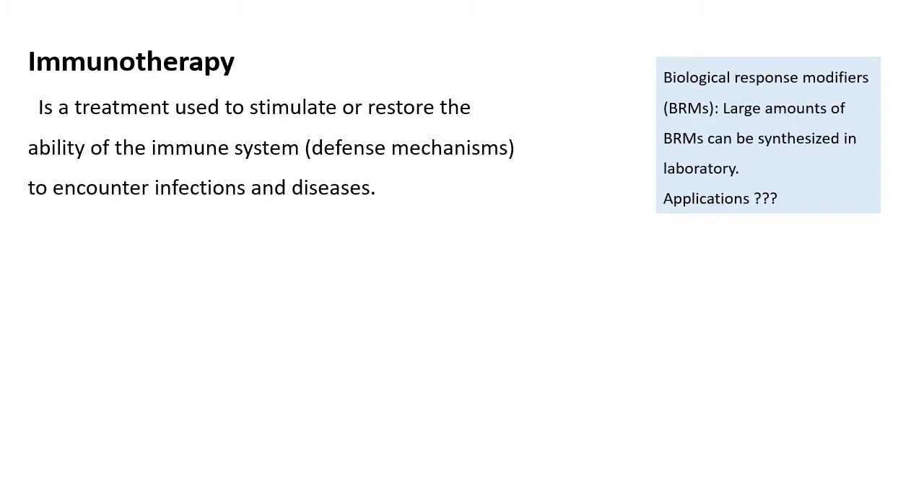Now, the biological response modifiers, what are these modifiers? The body normally produces low amounts of these modifiers in response, for example, to infection or disease, but we can synthesize these biological response modifiers in the laboratory in order to use them in treatment, for example, of cancer and autoimmune diseases like rheumatoid arthritis and other diseases. These are the applications of these biological response modifiers.